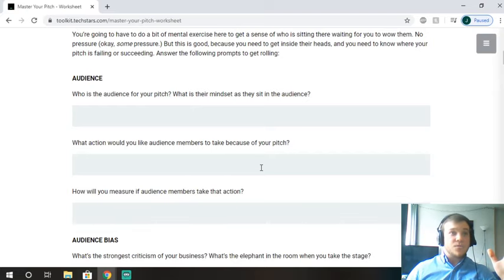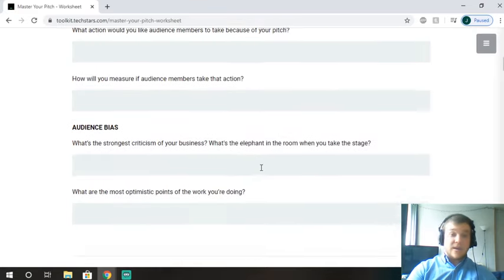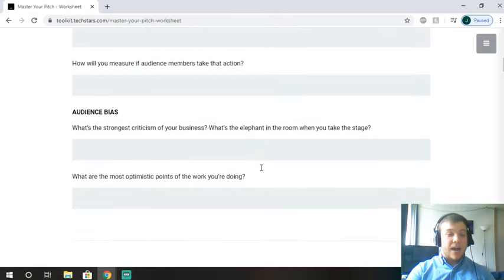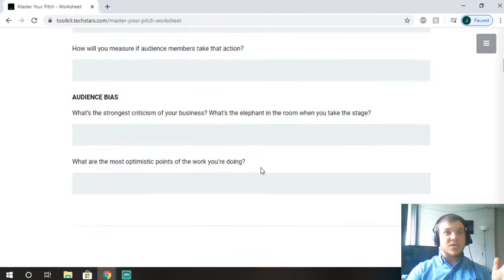And then how will you measure if audience members take that action? So if it's audience members taking an action of signing up to your app, how many app signups did you get within that amount of time? Something like that. Or it can even be how many people started to have a conversation with you right afterwards. Then audience bias. What is the strongest criticism of your business? What are the most optimistic points of the work you're doing? So you're looking at either end of the best feedback you can possibly get and the worst feedback you can possibly get, and building from that.